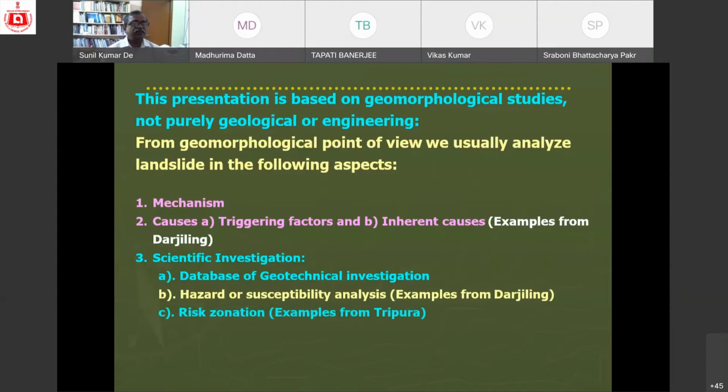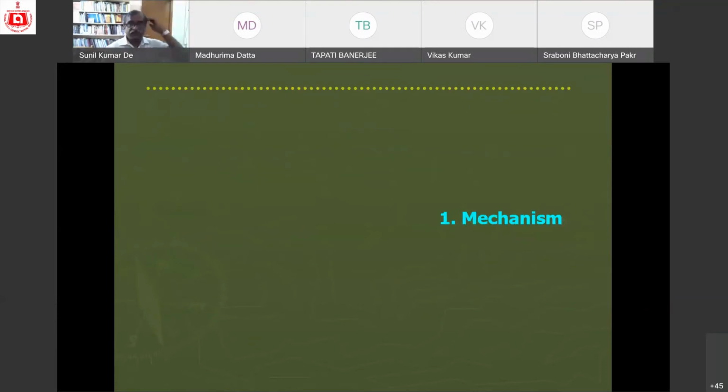After that, there is risk zonation. I will cite examples from Tripura. The last one is planning for protective measures. This is the way I have divided my whole presentation. First one is mechanism.